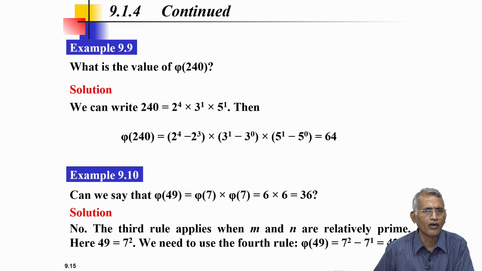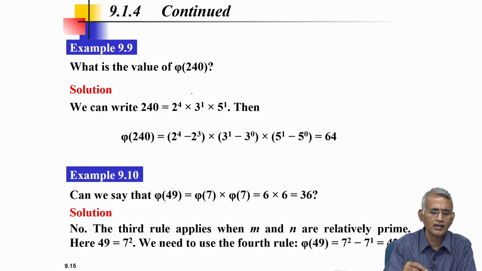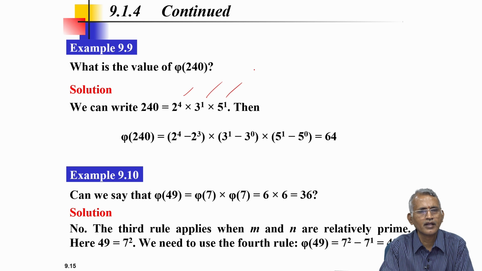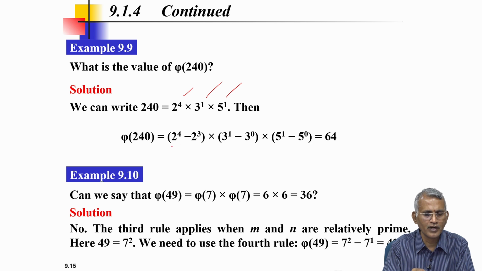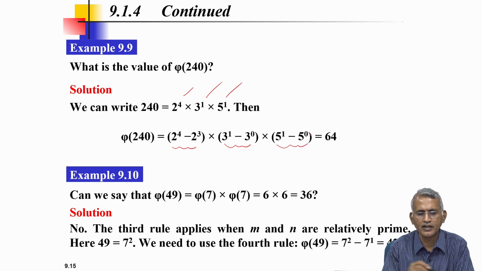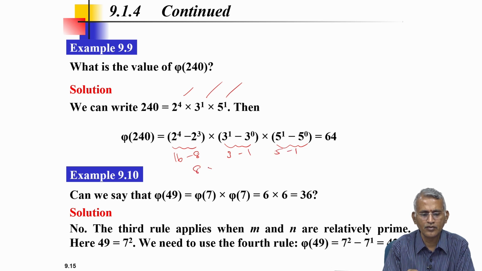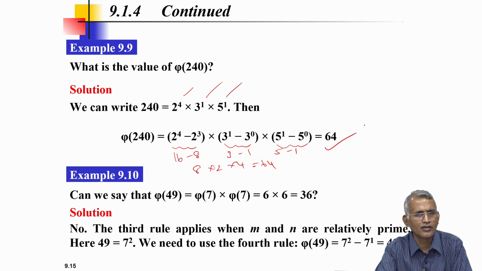What is the value of phi of 240? 240 is the product of prime powers: 2 power 4 into 3 power 1 into 5 power 1. According to the theorem we expressed previously, phi of 240 is 2 power 4 minus 2 cube, 3 power 1 minus 3 power 0, and 5 power 1 minus 5 power 0. So it becomes 16 minus 8, then 3 minus 1 and 5 minus 1, so 8 into 2 into 4, which equals 8 into 8, that is 64. So 64 is the required answer to the problem.